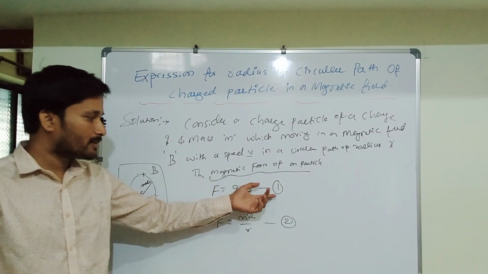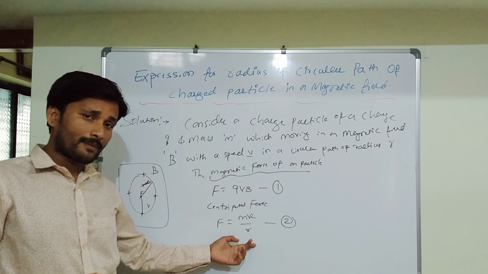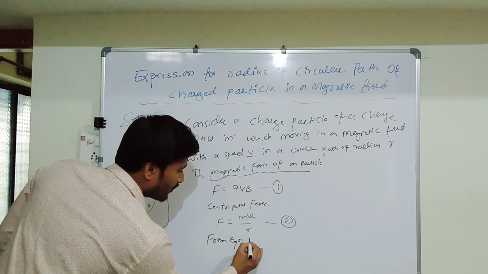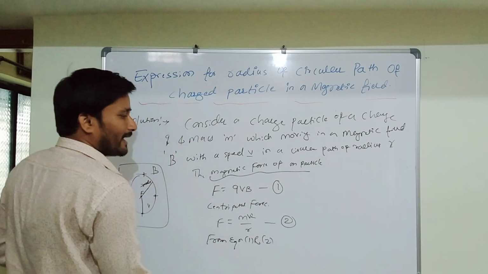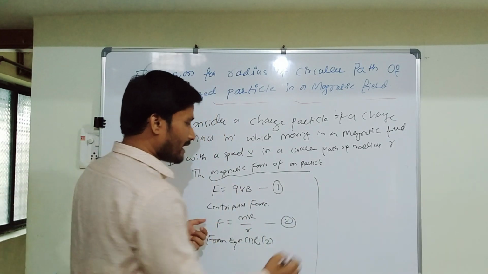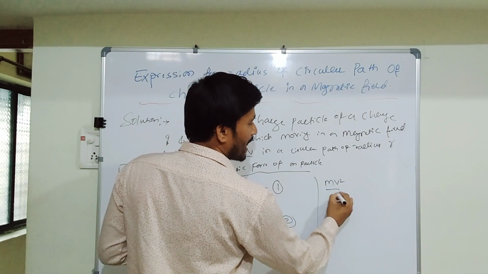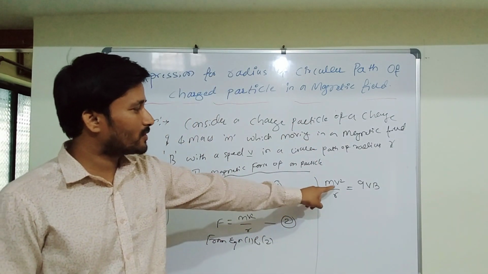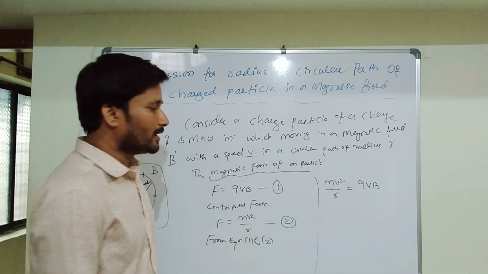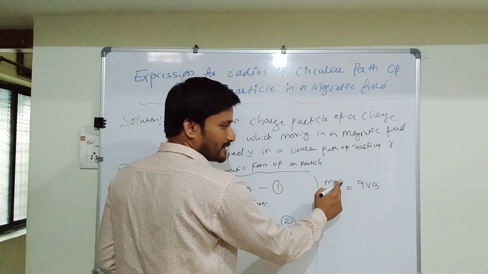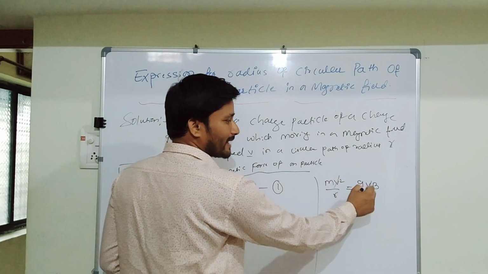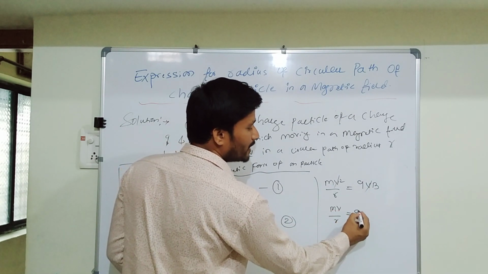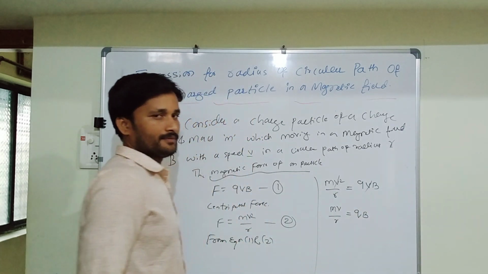Here you know equation number 1 and equation number 2. Now from equation 1 and 2 we will get, I can write this equation as mv square by r is equal to qvb. We can write it like this: mv square by r is equal to qvb. Now here v is velocity, and here also velocity, so these two get cancelled. What we will get afterwards? mv by r is equal to q into b.